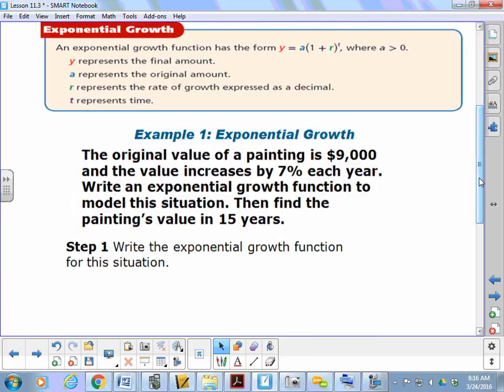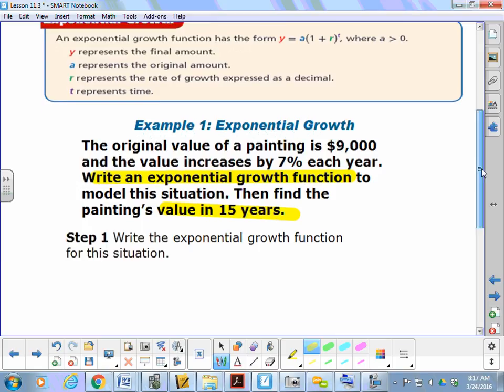So the original value of a painting is $9,000. And the value increases by 7% each year. Write an exponential growth function to model the situation, then find the painting's value in 15 years. So we're doing two things. We are going to write a function, then we're going to find the value in 15 years. Two steps to this. And here's the thing. You will be expected to write the functions, so you have to make sure you do that correctly. And that's easy.